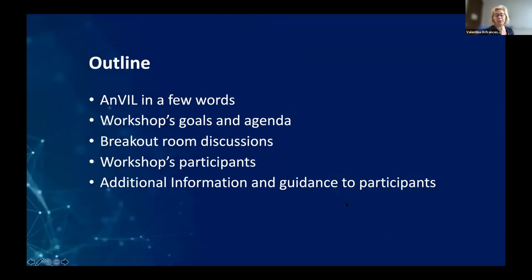And I have a brief presentation. I will spend a few words describing the AnVIL and the goals for which NHGRI decided to launch this program. We'll go over the workshop goals and the agenda, some information about the discussions that will happen during the breakout rooms, spend a few words about the workshop participants, and then we'll conclude this presentation with additional information and guidance to the participants.